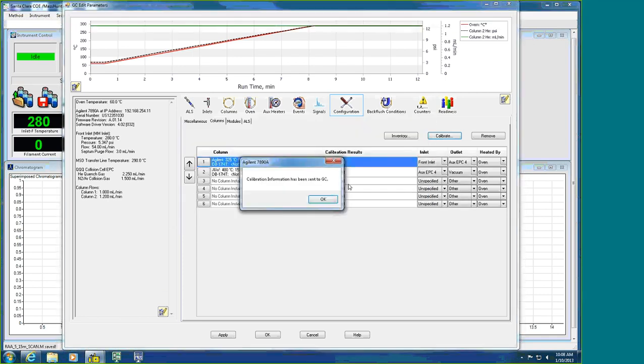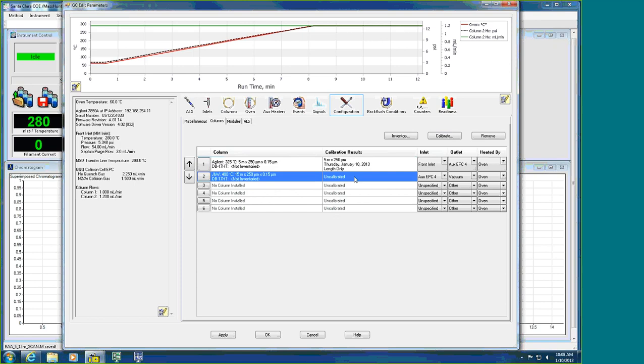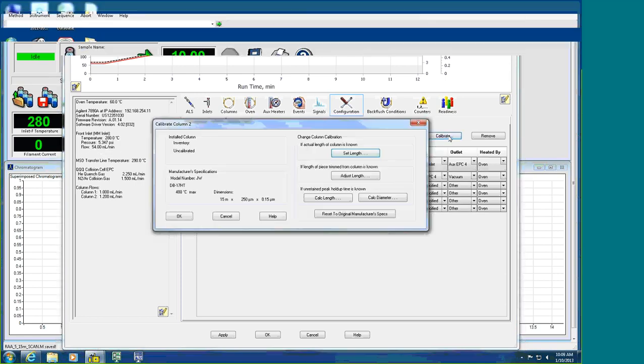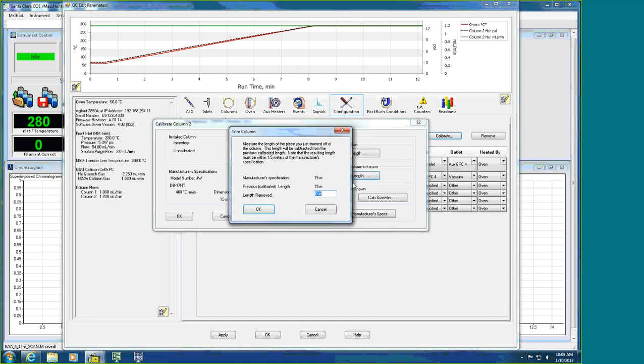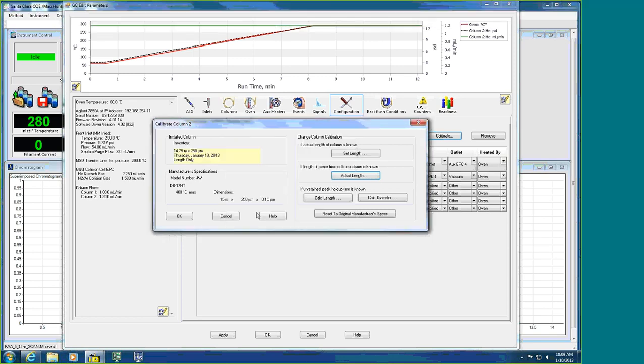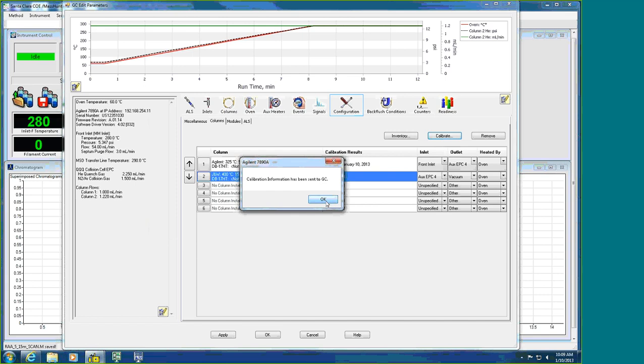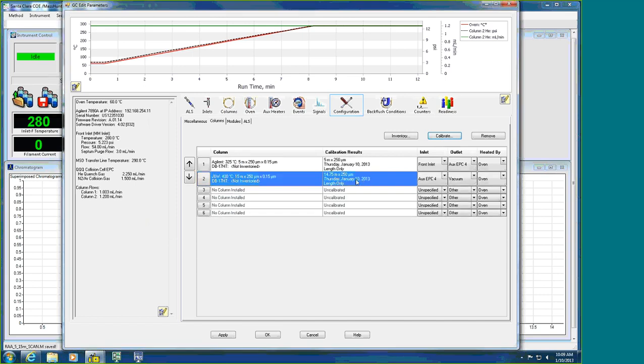And now our column is calibrated. Or if you perform some maintenance, you will go ahead and say calibrate and say adjust length and say I removed 0.25 meters. It's a lot, but go ahead and do that, and it'll calculate and calibrate your column accordingly so that your retention times remain adequate for your analysis.